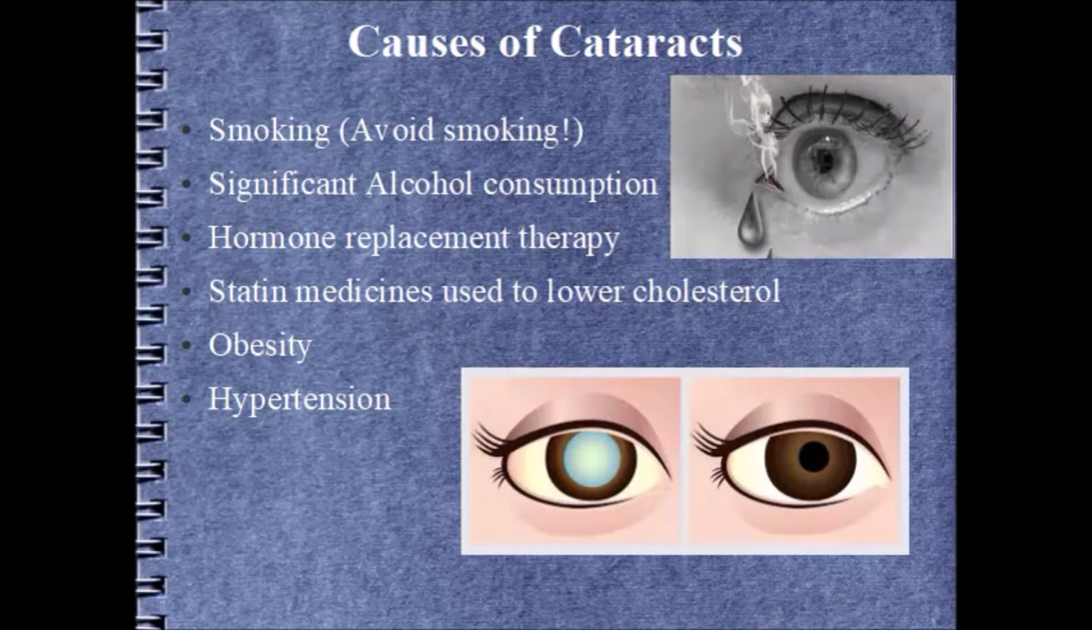What are some causes of cataracts? One of the main causes is smoking, so avoid smoking. Significant alcohol consumption can also cause cataracts. Also hormone replacement therapy, so if your hormone system goes out of balance, and statin medicines used to lower cholesterol. Remember that cholesterol is a precursor to every steroid hormone in the body, and you need cholesterol. Obesity and hypertension can also cause cataracts.